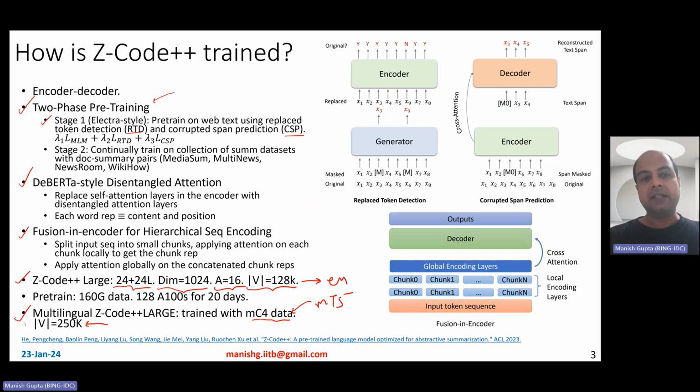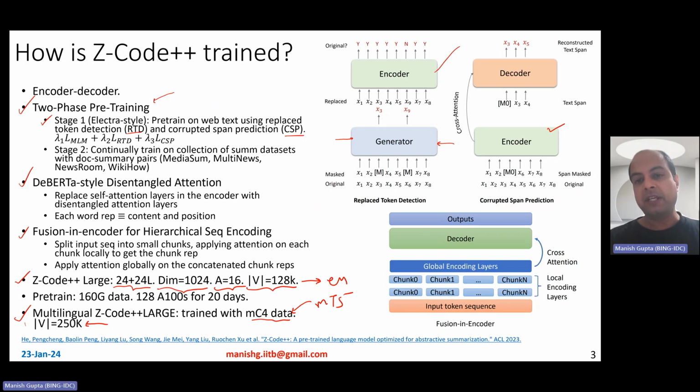Okay. So what is RTD? RTD is replaced token detection, and CSP is corrupted span prediction. Okay, so let me explain this one by one. Essentially, different colors indicate different transformers, whether they share weights or not. So this encoder and this encoder here will share weights. Okay, so what does RTD do? You have a transformer generator model here. You call it generator. It's like a transformer thing, right? Basically just several layers of transformers in that.